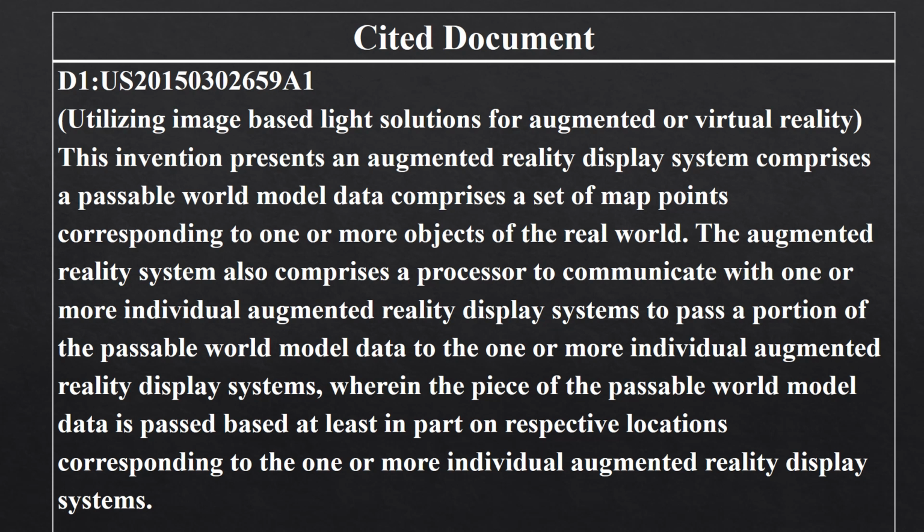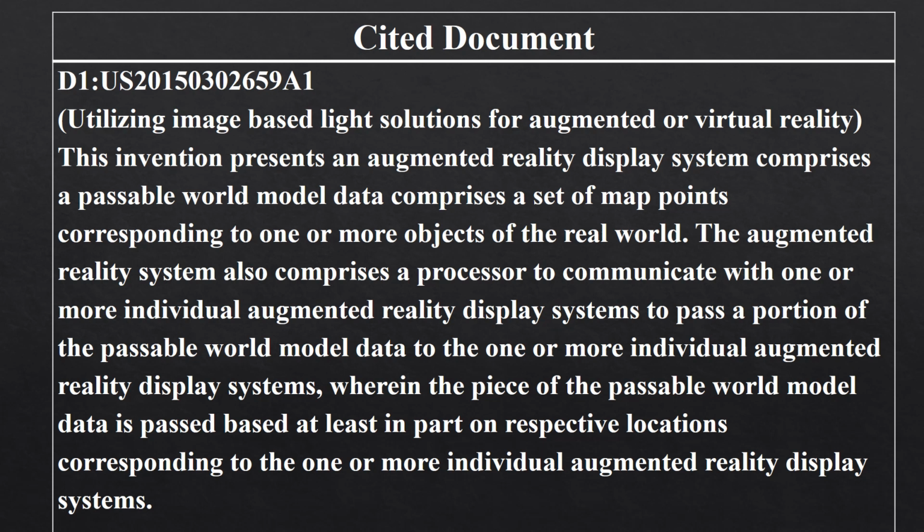So actually what happens is that there are some objects in the real world, and the system is capable of mapping those objects and transferring them into the virtual reality system. So this is a mixture of the virtual and augmented reality.